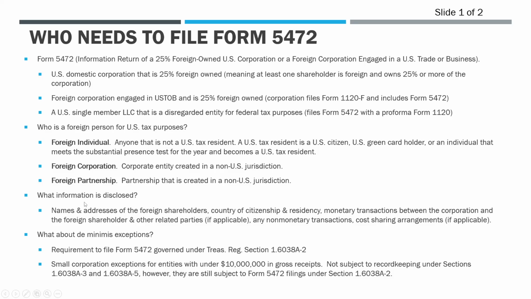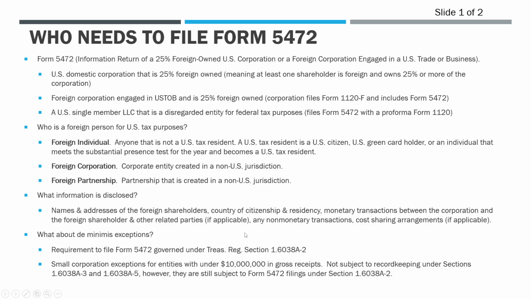Okay, so what information is disclosed on the 5472? Well, amongst other things, the main elements are we need names and addresses of who the shareholders are, country of citizenship and residency, or if this is a foreign corporation or partnership, you need country of formation, right? So under what laws was the entity created? We have to disclose the monetary transactions between the corporation and the shareholder, if any.